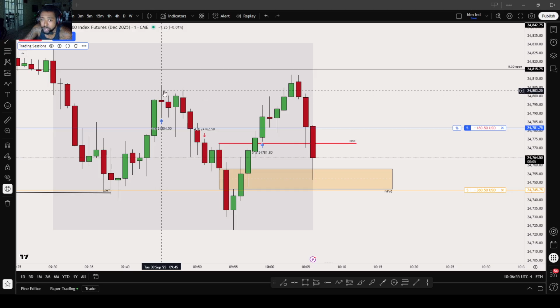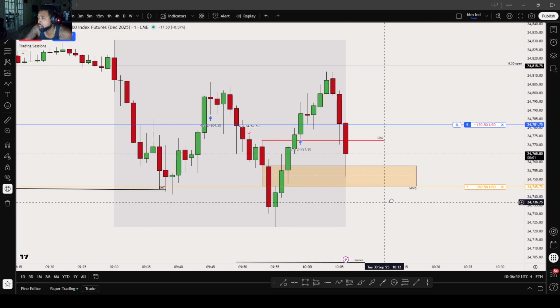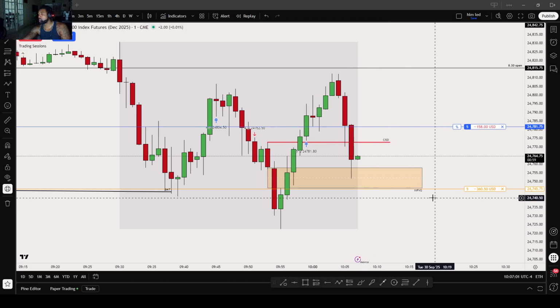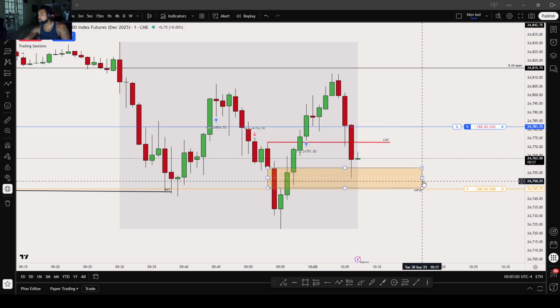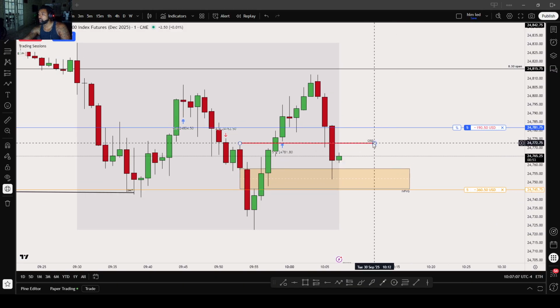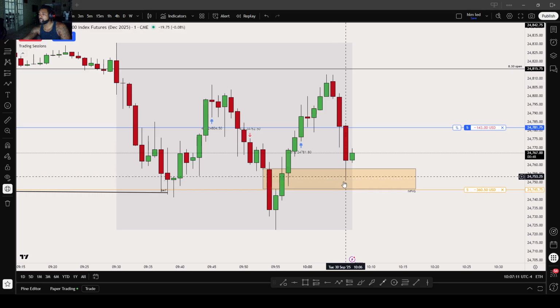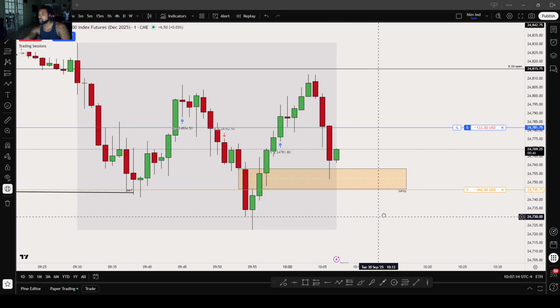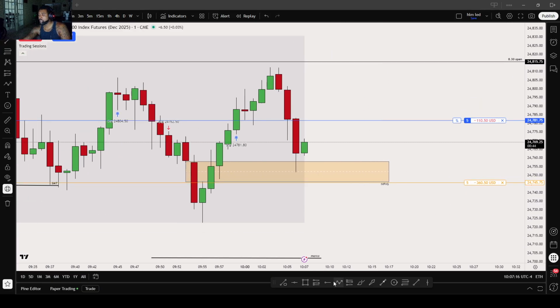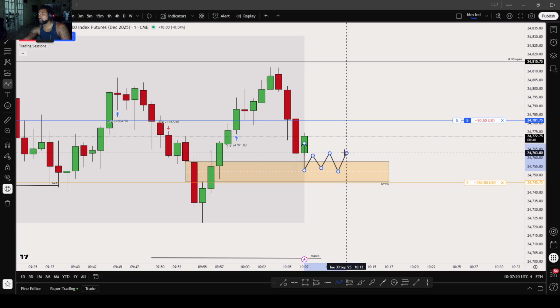We did sweep out these highs, but it looks like we're doing a mean pullback. My stop loss is still below this fair value gap, this inverse fair value gap right here. So let's see if we can get back above. We pulled into this zone, right? Same thing. I want to see it stay in its upper half.